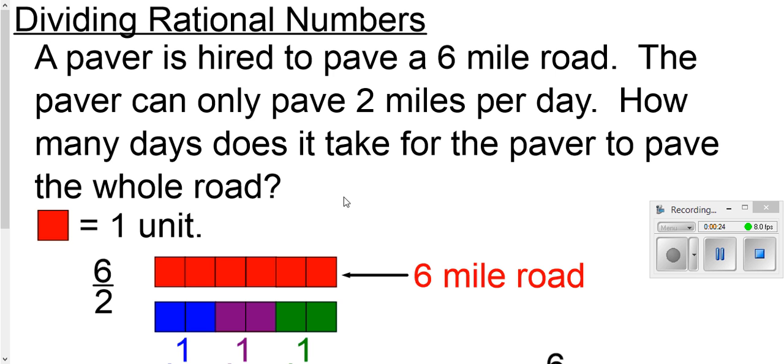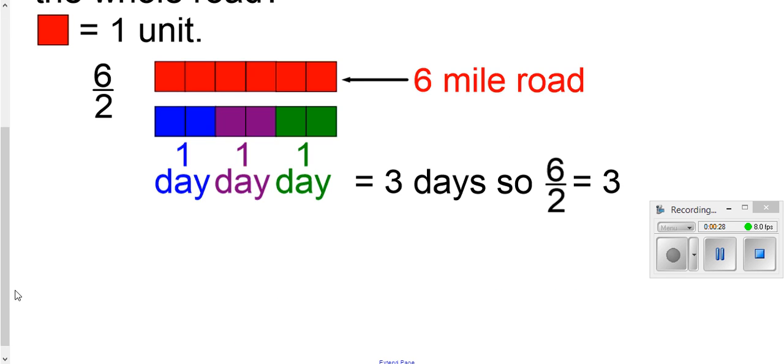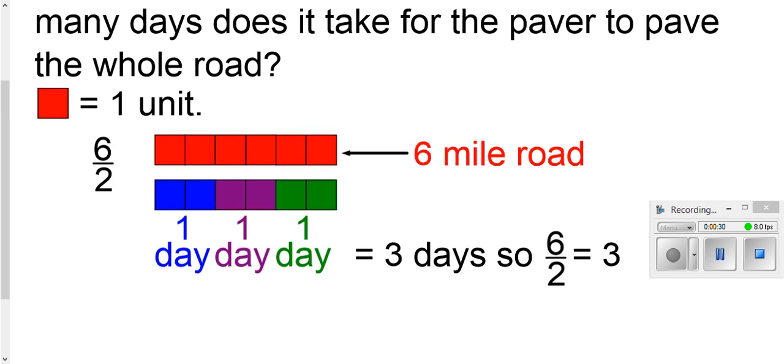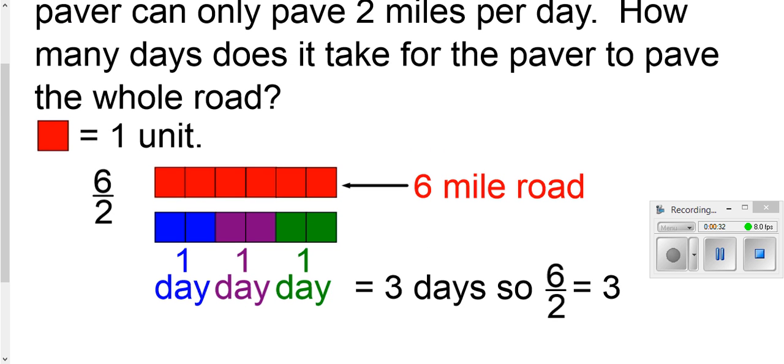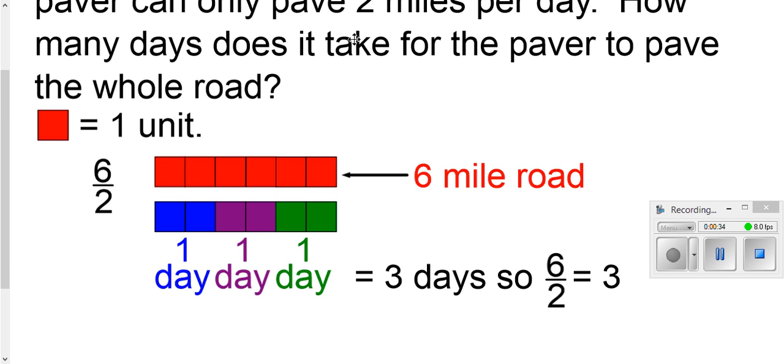So basically, from a math perspective, and sorry about my computer spazzing out there, we are taking 6 and dividing it by 2. So here we have one unit being the red square. So we have 1, 2, 3, 4, 5, 6. So we have the length of our road here. And the paver can do 2 miles a day.